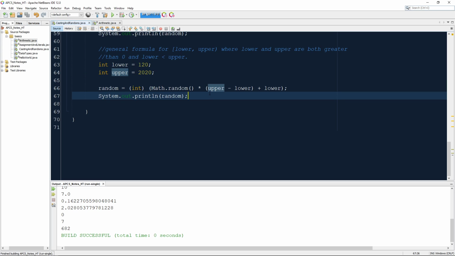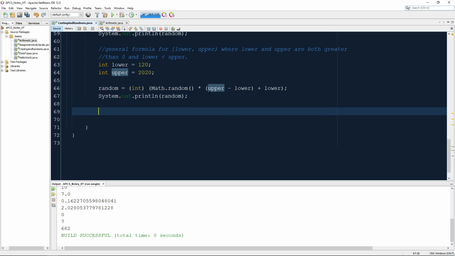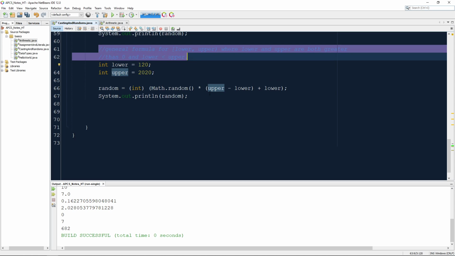Now I'll say that if we want a more exotic range, for example, from a negative lower bound to a positive upper bound, we can actually still manage it with a general formula. So if we tried doing something, I'm going to go ahead and copy and paste this.